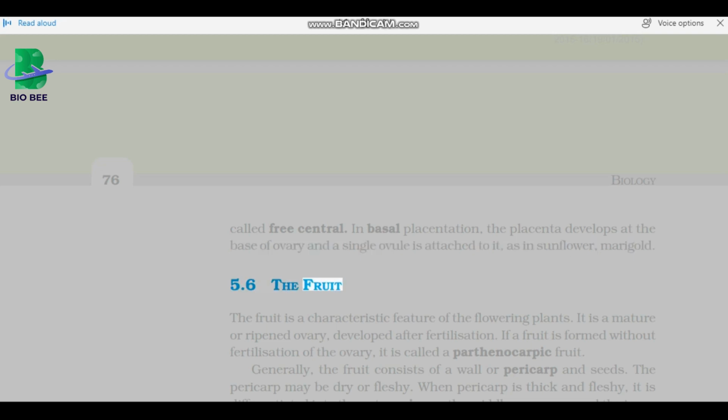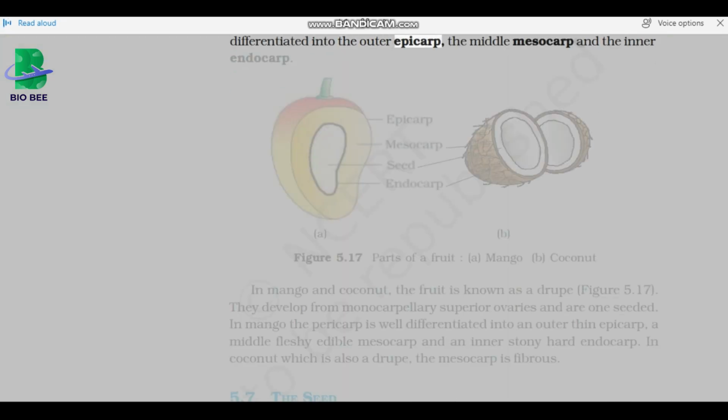5.6 The fruit. The fruit is a characteristic feature of the flowering plants. It is a mature or ripened ovary, developed after fertilization. If a fruit is formed without fertilization of the ovary, it is called a parthenocarpic fruit. Generally, the fruit consists of a wall or pericarp and seeds. The pericarp may be dry or fleshy. When pericarp is thick and fleshy, it is differentiated into the outer epicarp, the middle mesocarp, and the inner endocarp.